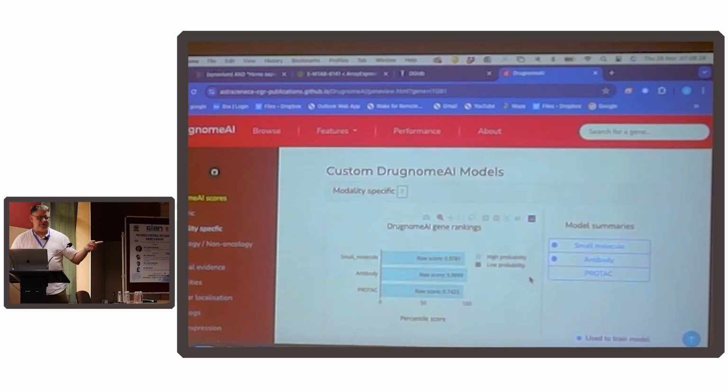The real place you could look for that is Open Targets. So if you want to know the drugs that have been approved for that molecule, then you can search that in Open Targets.